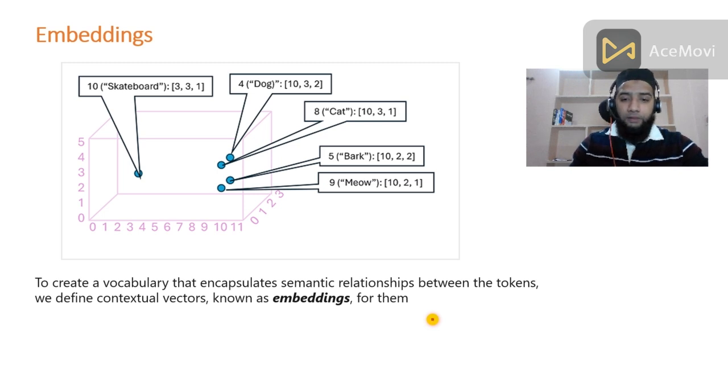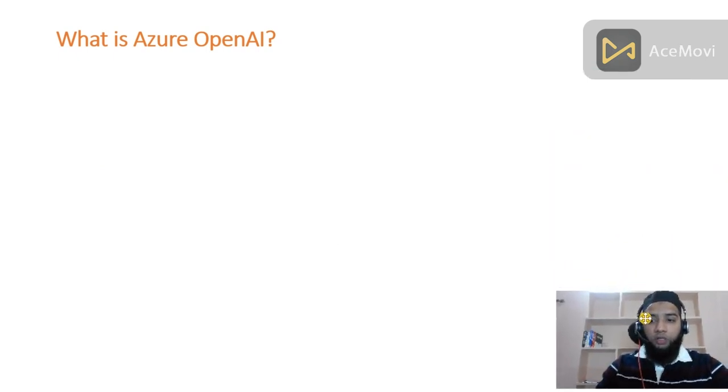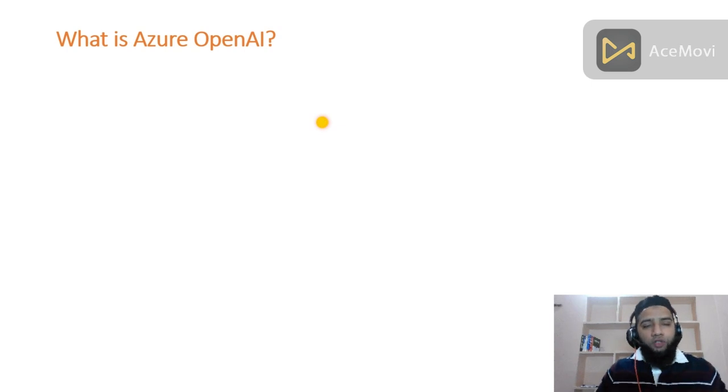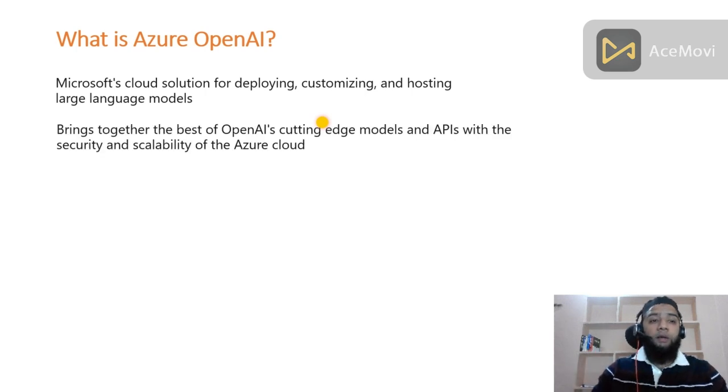So let's proceed ahead. All right, now let's get down to the nitty gritty of Azure AI. What is Azure OpenAI? Azure OpenAI is Microsoft's cloud solution for deploying, customizing, and hosting your large language model. OpenAI has developed their large language models called ChatGPT, GPT-4 or GPT-3. That model is available in Microsoft's catalog, and you can deploy it. You can customize it, meaning you can fine tune it, and you can host your own large language model as well.